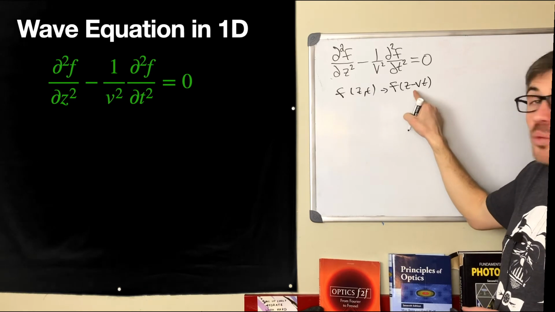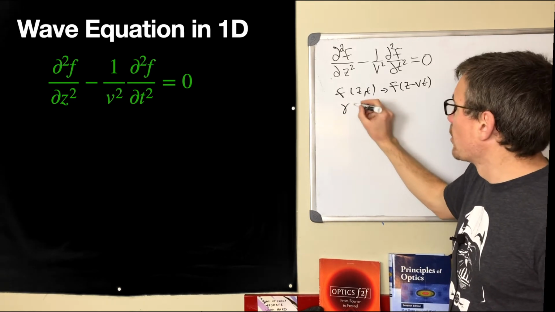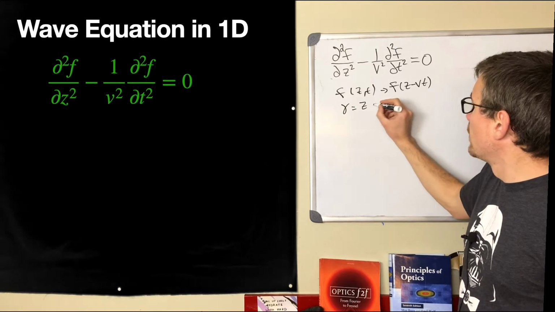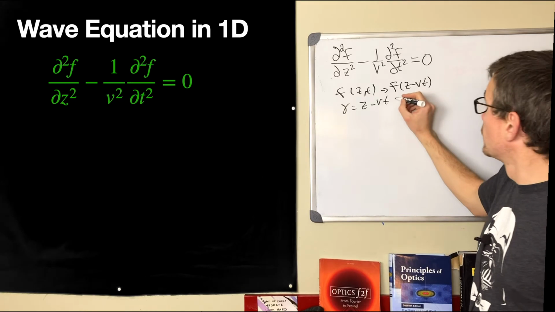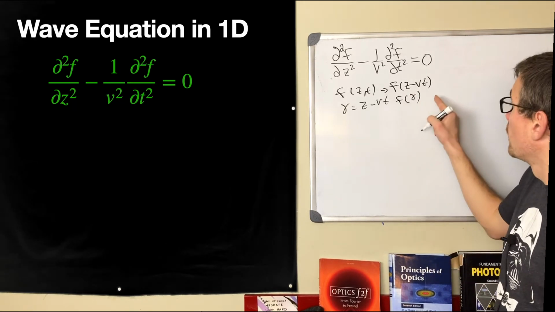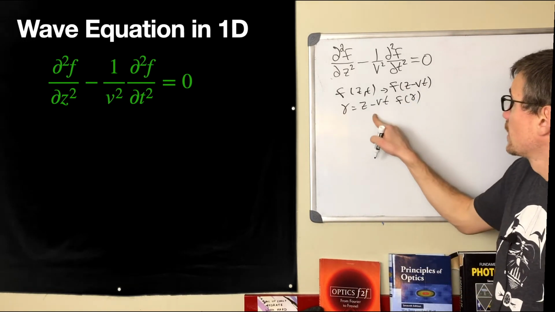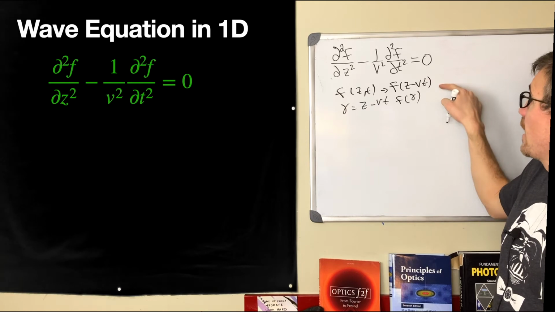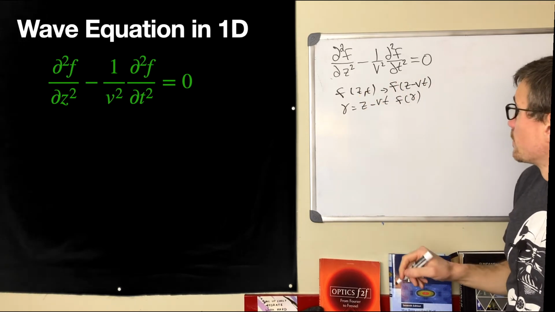This is one-dimensional, this is one variable, right? So just to see that, let's let gamma equal z minus vt. If I know z, I know t. So this is really equal to f of gamma, one variable only. Okay, so let's prove that. Let's prove that if I have this function here, then I automatically solve this one-dimensional wave equation.